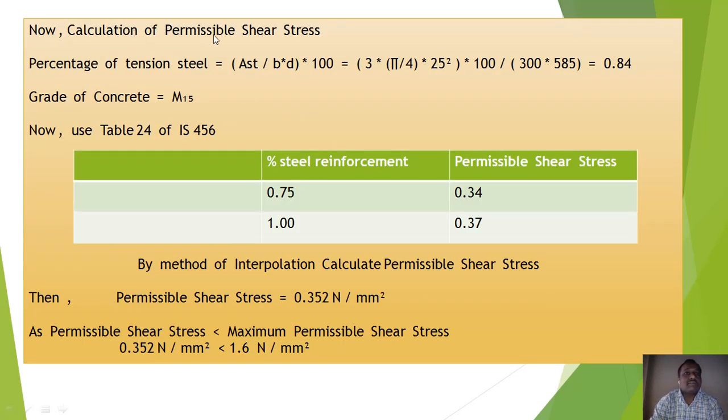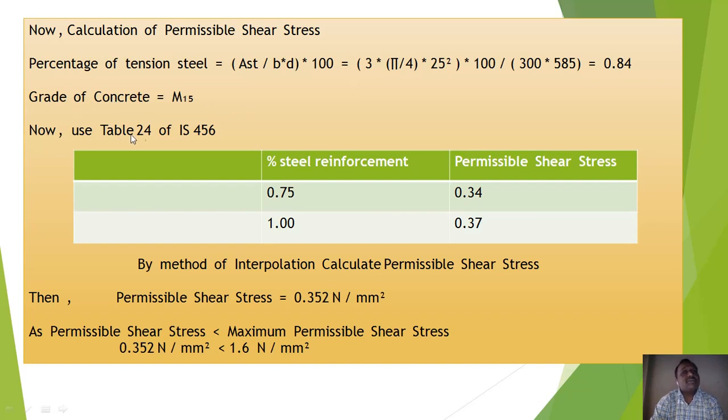Now calculation of permissible shear stress. Percentage of tension steel is equal to Ast upon bd into 100, which is equal to 3 into pi by 4 into 25 square into 100 divided by 300 into 585, which is equal to 0.84. This is the percentage of tension steel we are calculating. This formula is given in IS 456. Here the grade of concrete is M15.